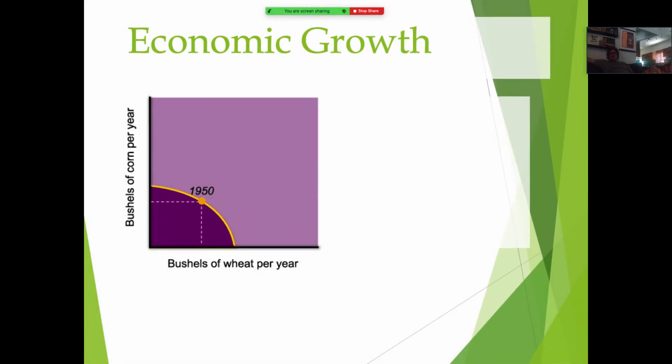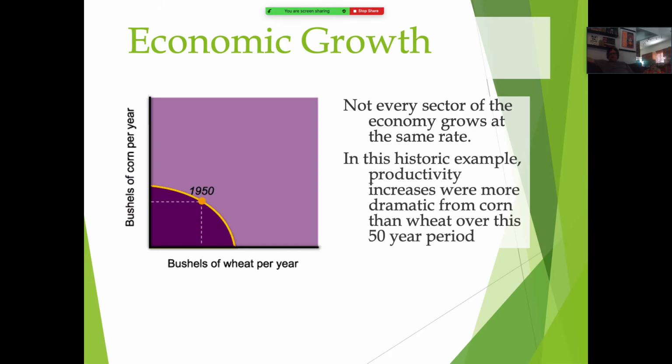Let's look at economic growth here. Economic growth is represented by a movement outward of the production possibilities curve. And it's possible that some parts of the economy grow faster than others. So if you look at this example, and this is actually something that happened, in this period of time, we were able to grow corn faster than we were for wheat.